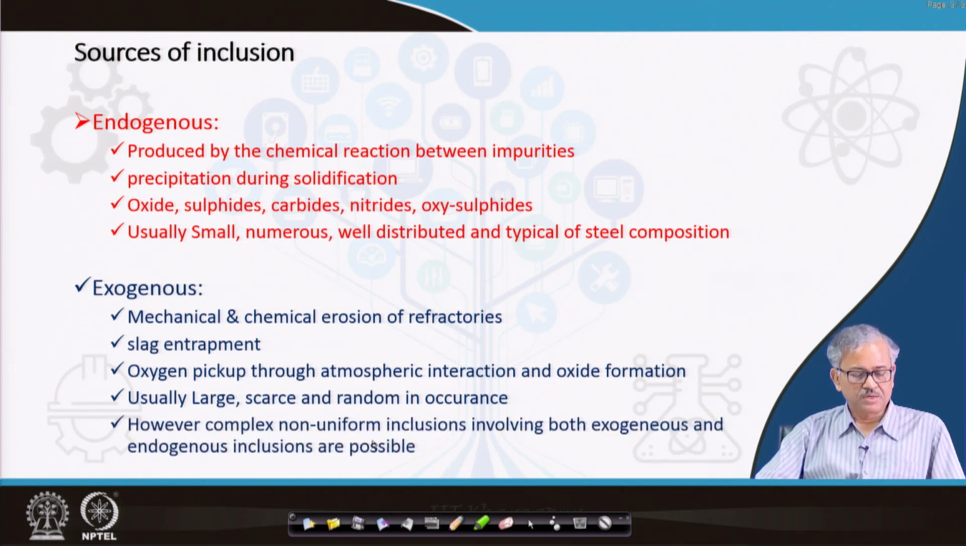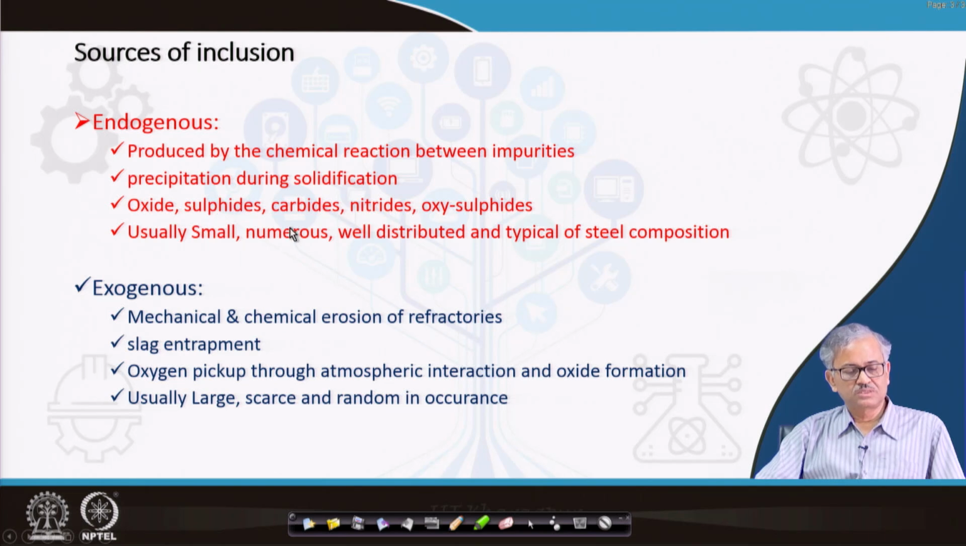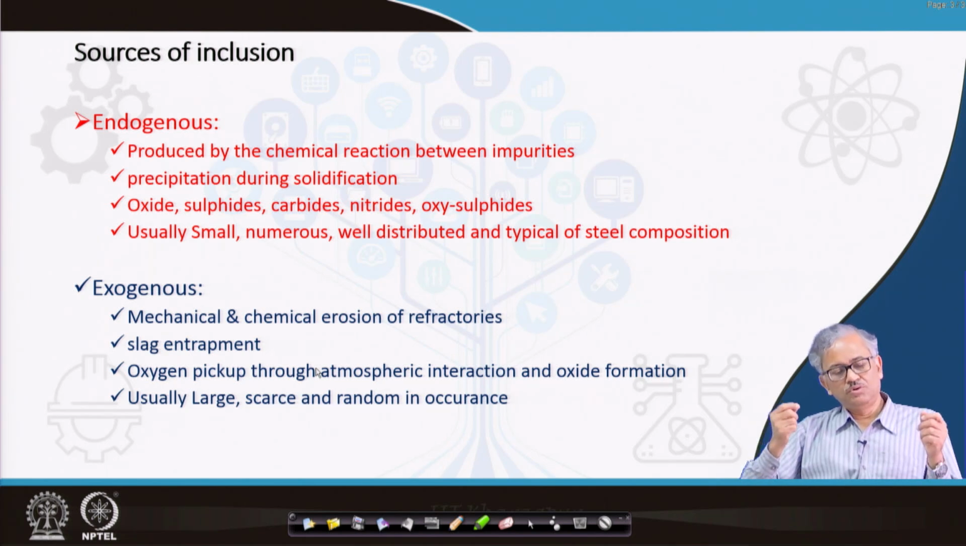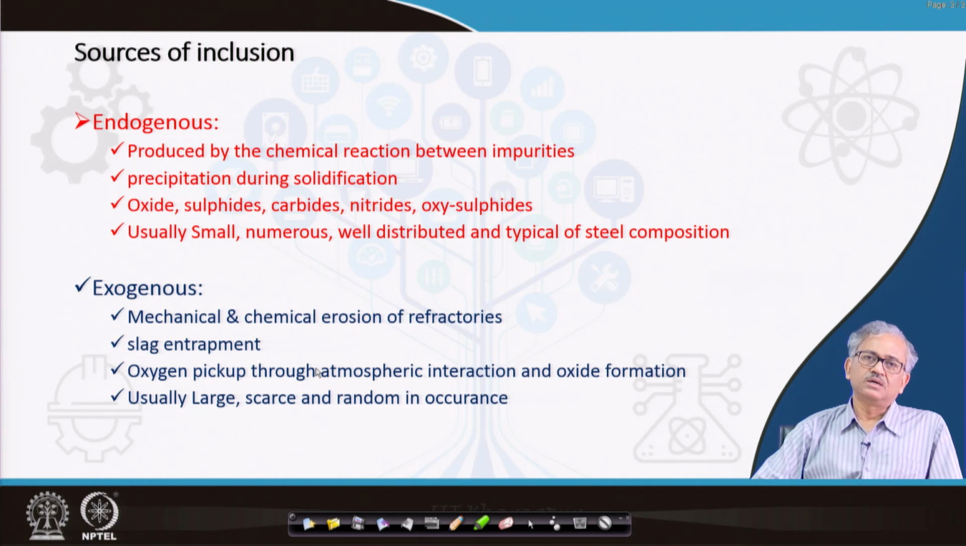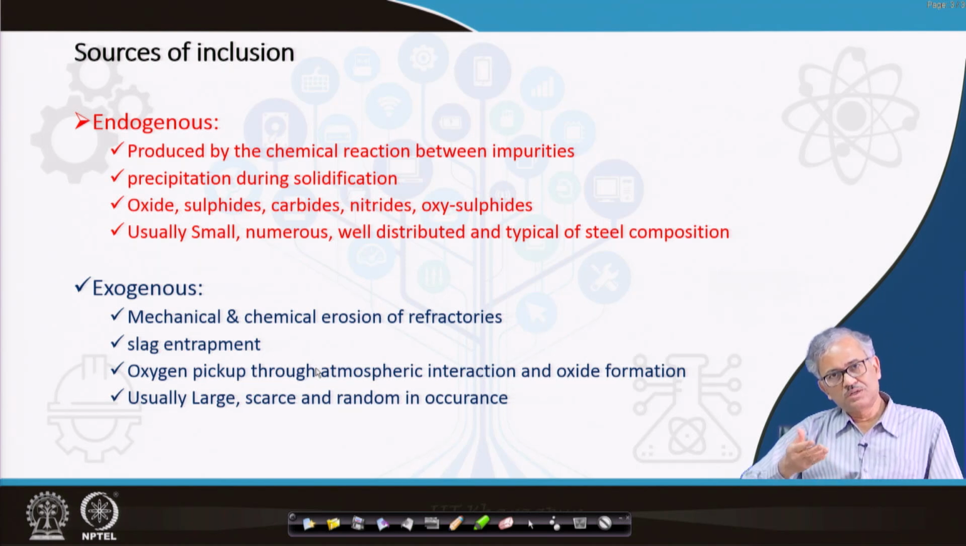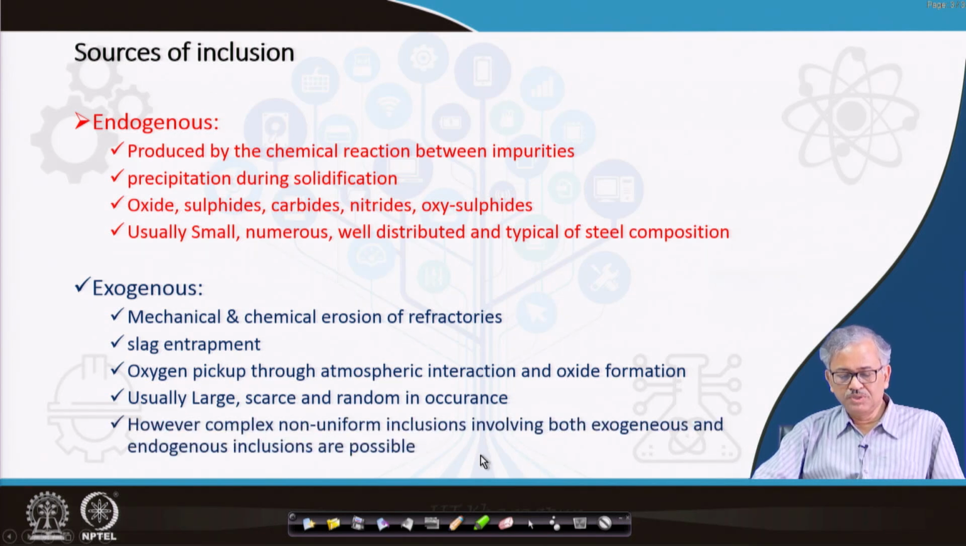But this differentiation between exogenous and endogenous is sometimes difficult, because sometimes an endogenous inclusion can form over an exogenous inclusion; the exogenous inclusion sometimes acts as a nucleation site over which the endogenous inclusion forms by precipitation. There can also be a compositional difference from the center to the outside, because different mechanisms are involved. So complex, non-uniform inclusions involving both exogenous and endogenous inclusions are also possible. These are the sources of inclusions.